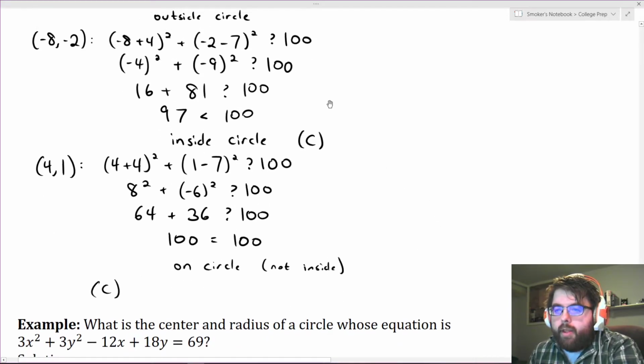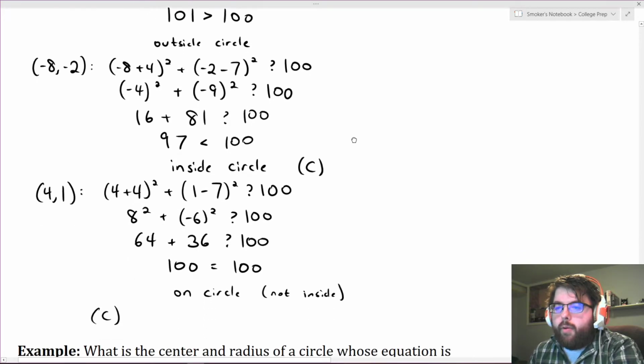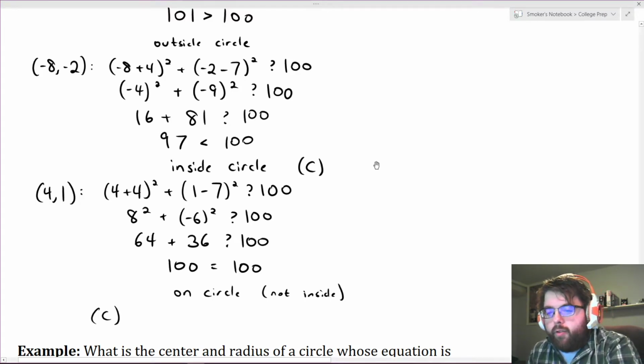Okay. So that's how you can find out whether a point is on the circle, in a circle, or outside a circle. Remember, inside a circle is less than the radius squared, on a circle is exactly equal to, and outside a circle would be greater than the radius squared.